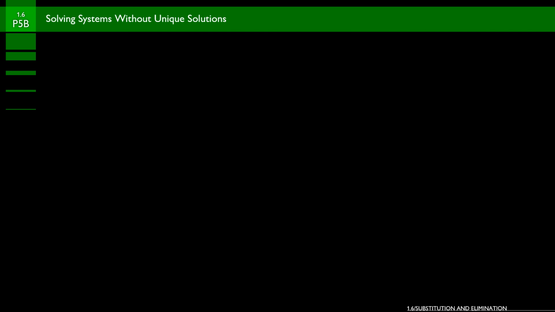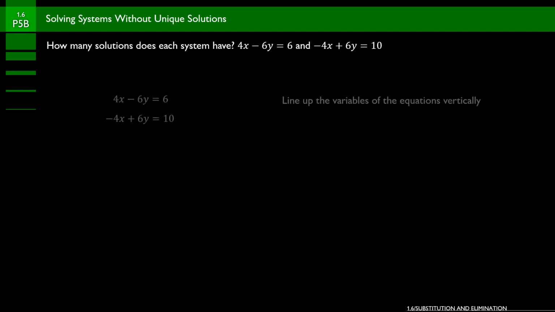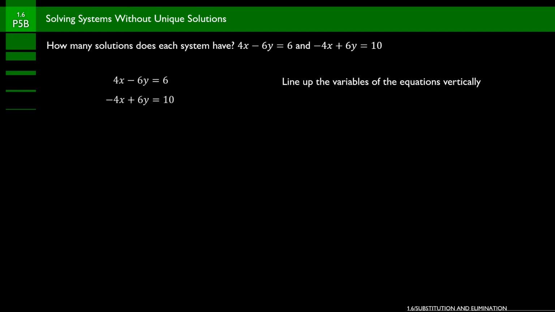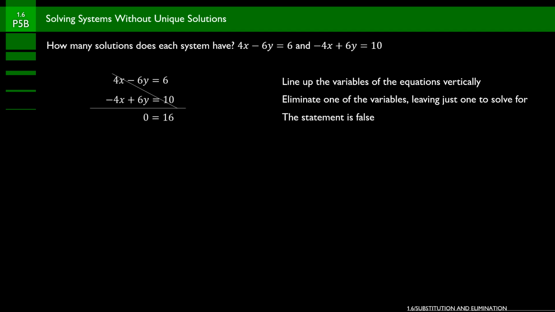In this last problem, we're going to see what happens when the opposite happens. So again, I'm looking for how many solutions the system has. We've got 4x minus 6y equals 6, and negative 4x plus 6y equals 10. Stack them vertically. 4x minus 4x is 0x. Negative 6y plus 6y is 0y, so I'm just left with 0 on that side. Over on the right side, I've got 6 plus 10, so I get 16. So I'm left with the statement 0 equals 16. 0 does not equal 16, so the statement is false. What this means is that there are no solutions whatsoever to this system of equations.